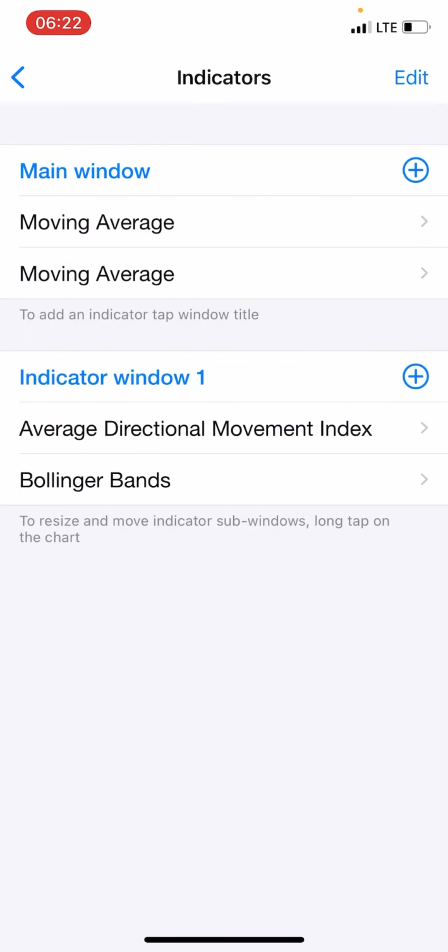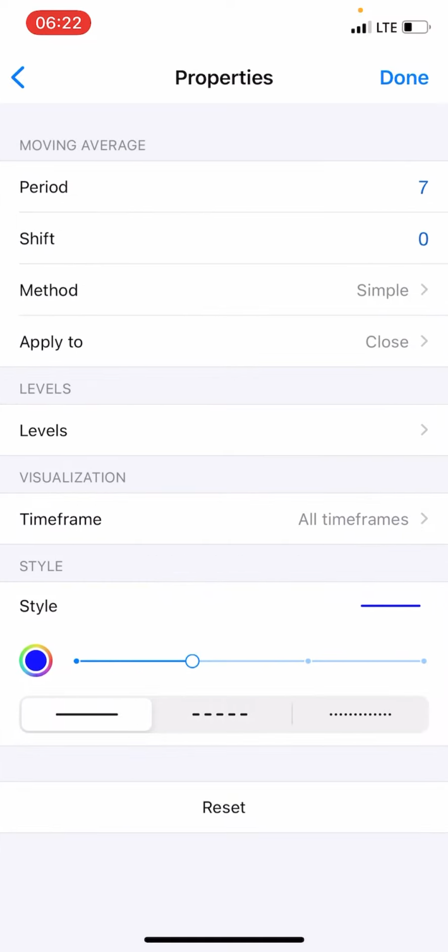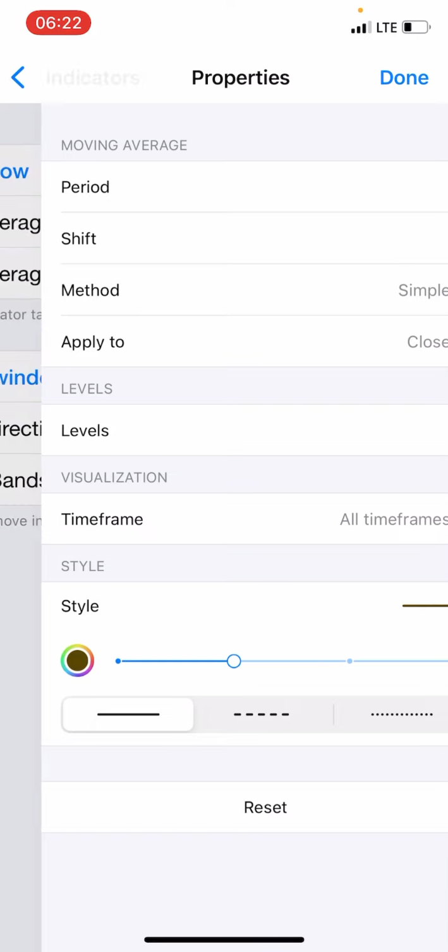So now I'm going to show you the indicator settings I use. The period of the moving average, which we have on the main chart, is 7. The shift is 0. Method is simple. You apply to close. There are no levels. The time frame, all time frames, and I use blue. The second one, period is 12, shift is 0. Method is simple. Apply to close. There are no levels, all time frames, and I use black.